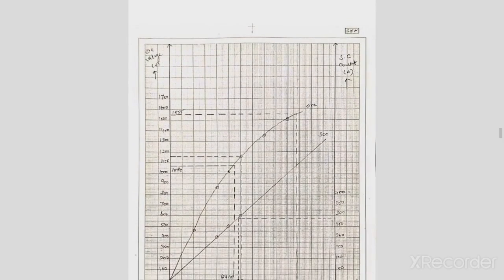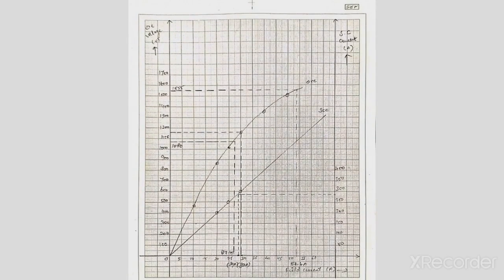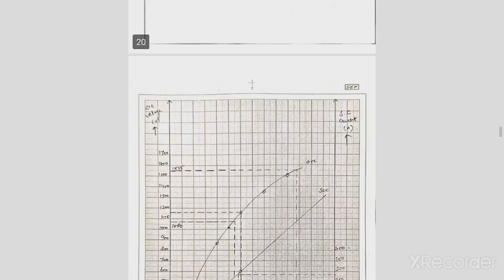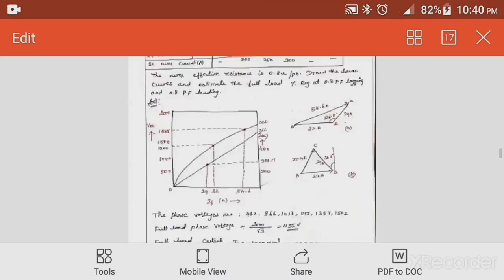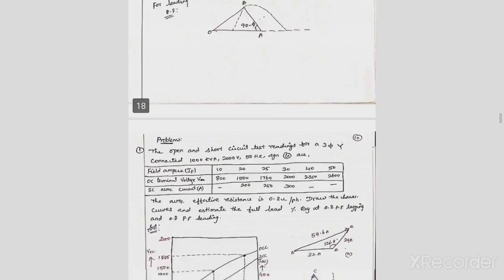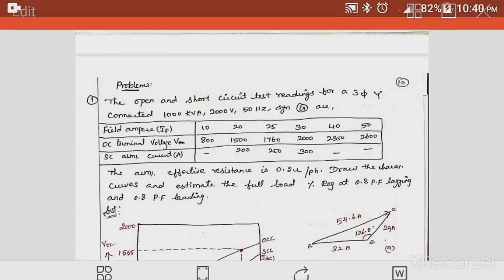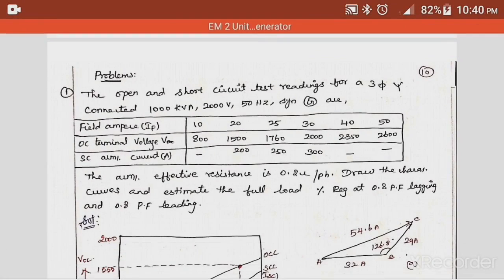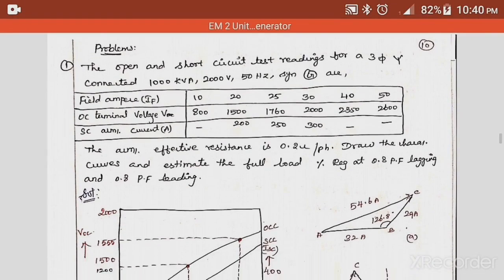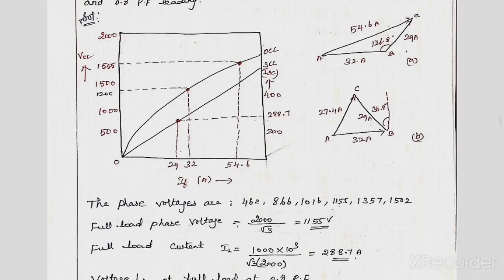Here, mention and draw the plot for VOC and ISC. The OCC characteristics is drawn between IF versus VOC. So mention the field current. Here the field current values are given: 10, 20, 25, 30, 40, 50. The corresponding VOC values are 462, 866.